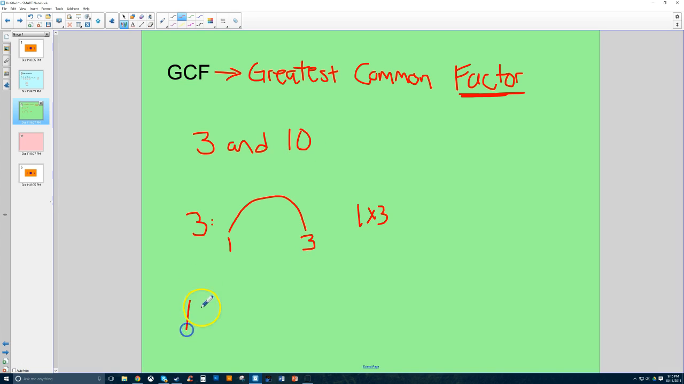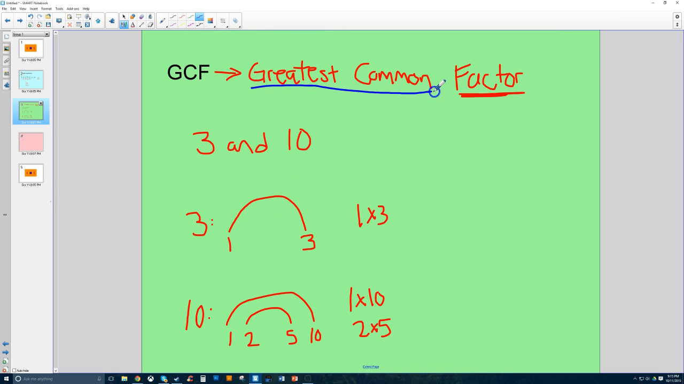Now for 10, if I was making a factor rainbow, I would have 1 and 10, 1 and me. And then I know that 10 also has another factor pair because it is an even number. And all even numbers have a factor of 2 and something else. In this case, it's 2 times 5. So the number 10 has a factor rainbow that includes an arch for 1 times 10 and for 2 times 5, which makes 10 a composite number. Now knowing that it is prime and composite helps me to create the factor rainbow, but it's not necessarily going to help me figure out what is the greatest common factor.